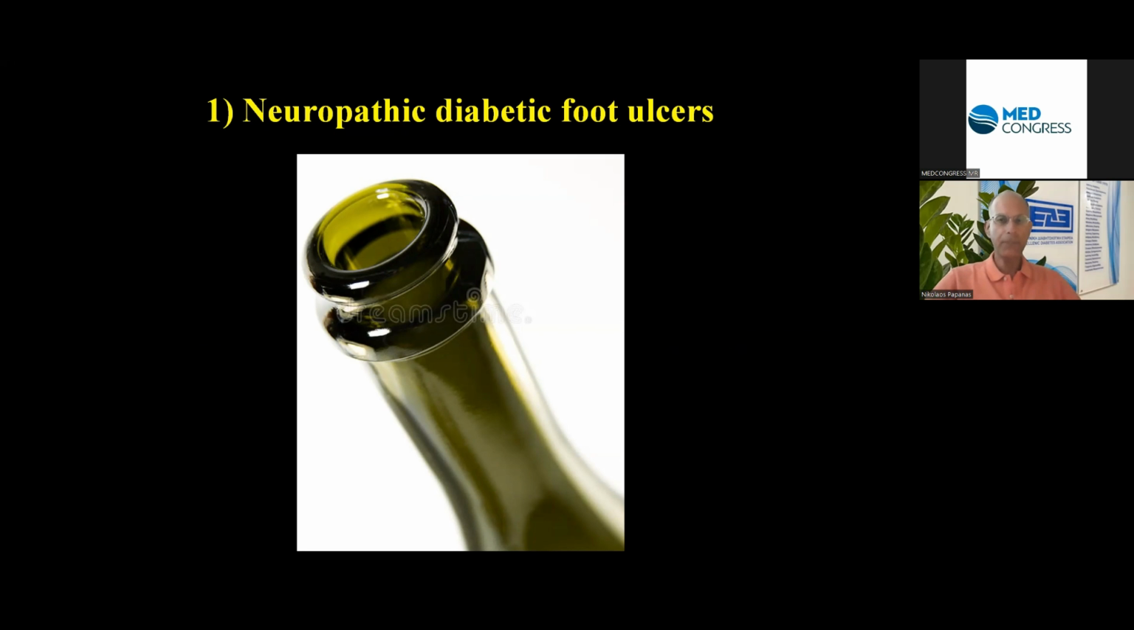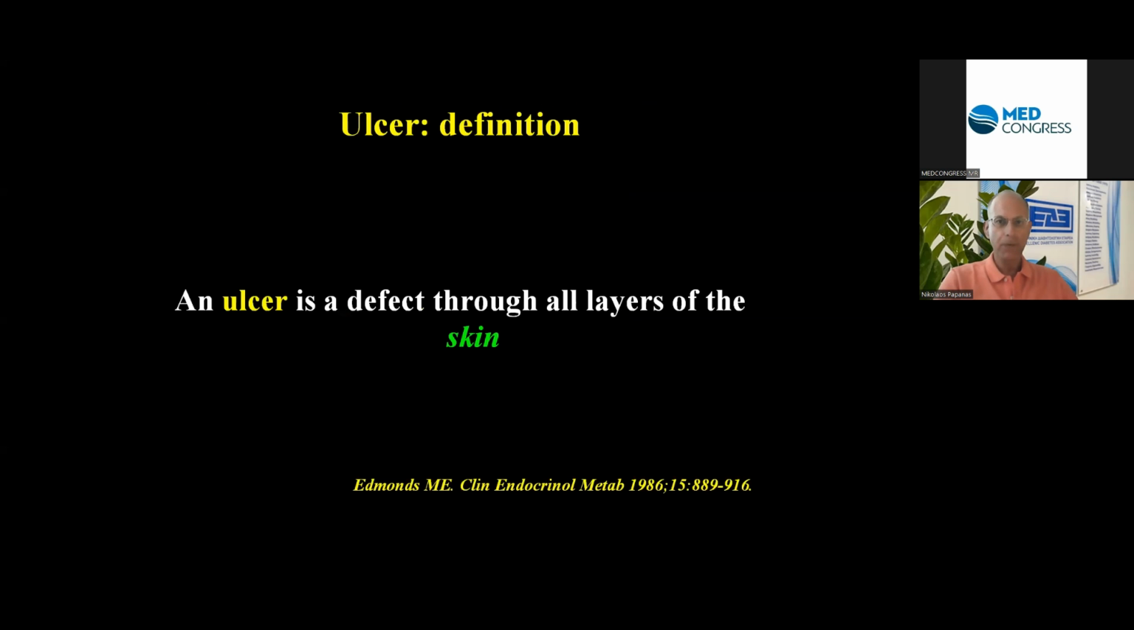If you look at this picture, you see a bottleneck, because indeed, as we'll be seeing in a minute, it is a circular or semicircular ulcer which moves to the underlying tissue. It may even penetrate to the bone, and it looks like a volcano crater, or more elegantly, like the neck of a bottle of wine. So an ulcer is a defect through all layers of the skin.